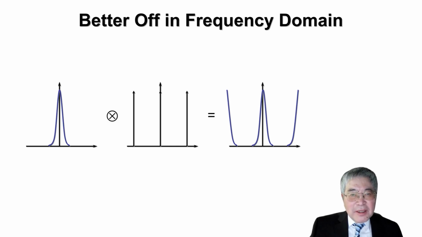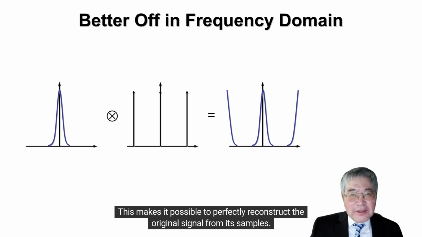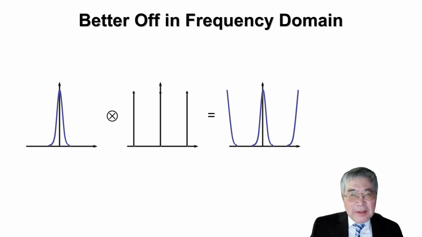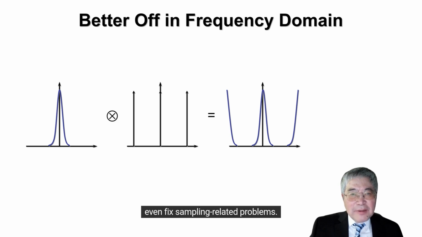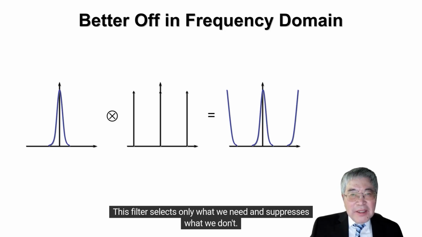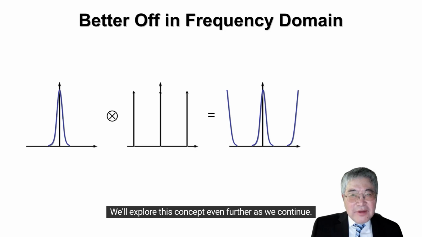That's good news. In this case, we can use a low-pass filter to isolate the central copy and discard the rest. This makes it possible to perfectly reconstruct the original signal from its samples. That's why frequency domain analysis is so powerful. It gives us a clear way to understand, diagnose, and even fix sampling-related problems. And it's where the idea of an ideal sampling filter comes in. This filter selects only what we need and suppresses what we don't. We'll explore this concept even further as we continue.